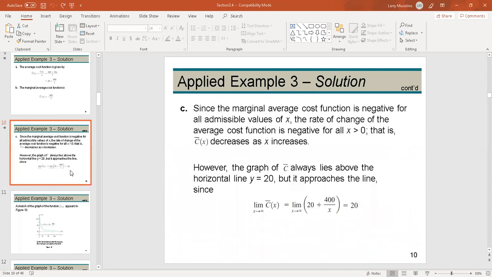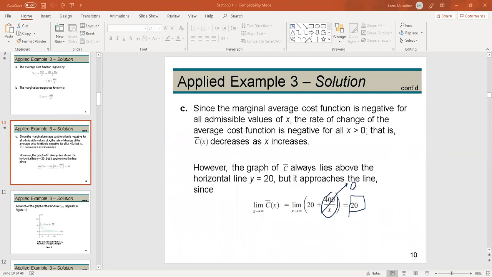Well, if you take the limit as x goes to infinity, you might remember when x is in the denominator, right, 400 over a very large number goes to 0. So the limit as x goes to infinity, the answer here is 20.